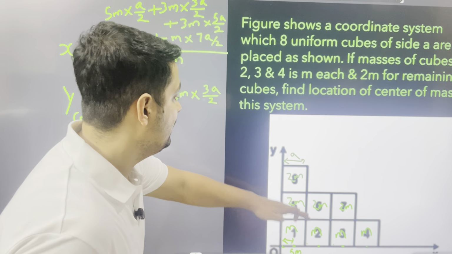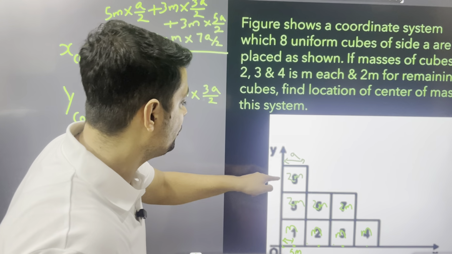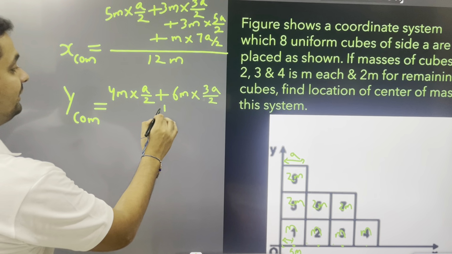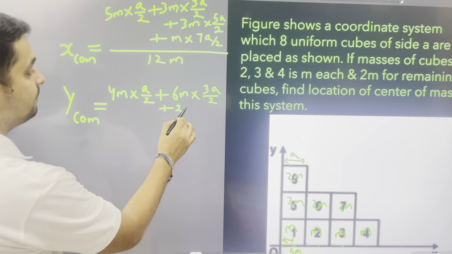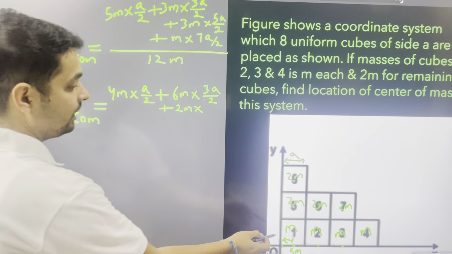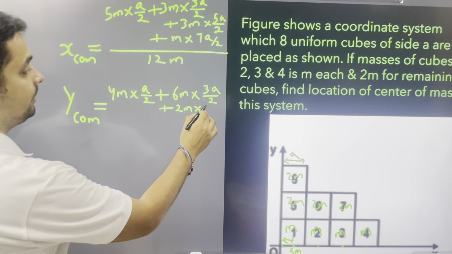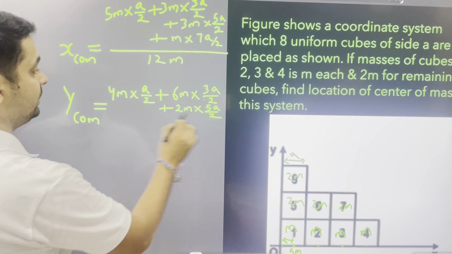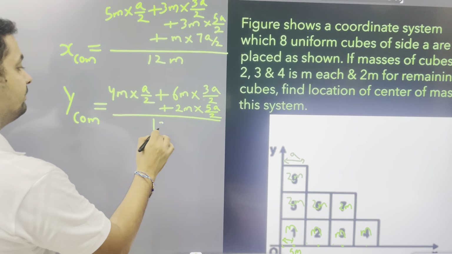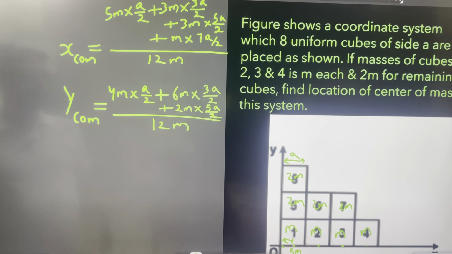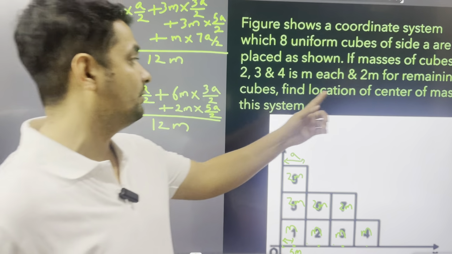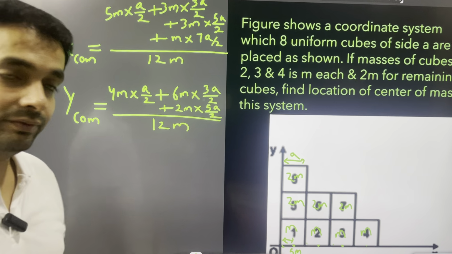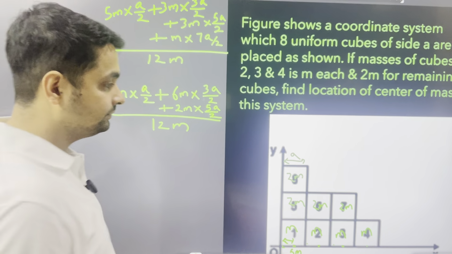2m, its physical center is a by 2 from here. From here it is 2a plus a by 2. So, plus 2m into 2a plus a by 2, which is 5a by 2, divided by 12m. You will solve this, you will get y center of mass. The question asks to find the location of the center of mass of the system, that is x center of mass and y center of mass. So we'll go for the next problem.